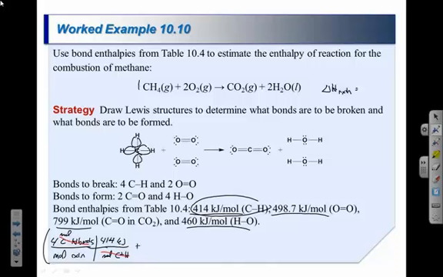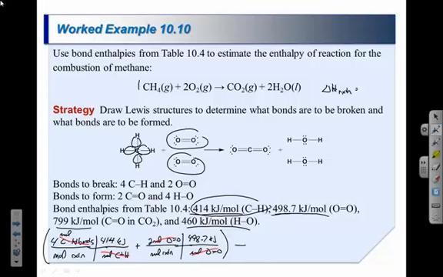I'm going to add to that the energy absorbed to break these bonds. And I've got 2 of them, 2 moles of O2 bonds per mole of reaction. And those take 498.7 kilojoules per mole of OO bond. So that's going to be multiplied by 2. That's going to be all the energy that's absorbed. That's all the bonds I have to break.